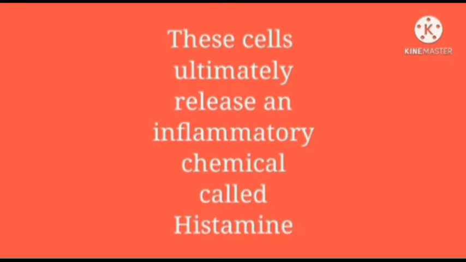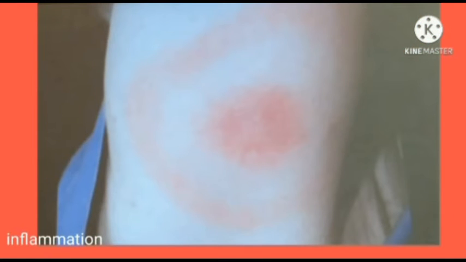The symptoms appear due to the part of the immune system affected. Binding of an allergen to basophils. Basophils are a type of white blood cell, and these cells ultimately release an inflammatory chemical that is called histamine. It causes an allergic reaction and symptoms like inflammation, skin rash, and constriction of the bronchioles, as in asthma.